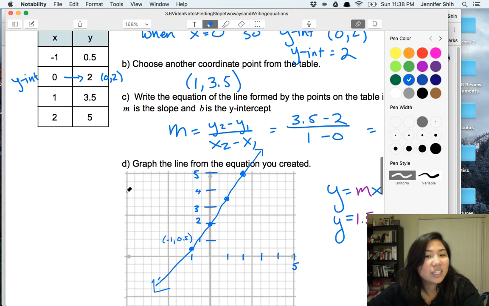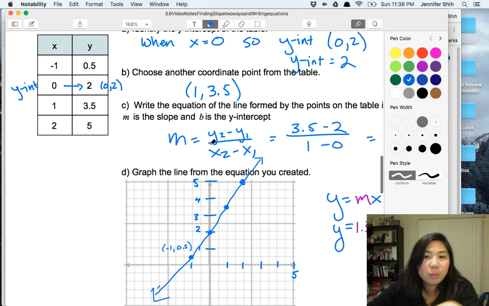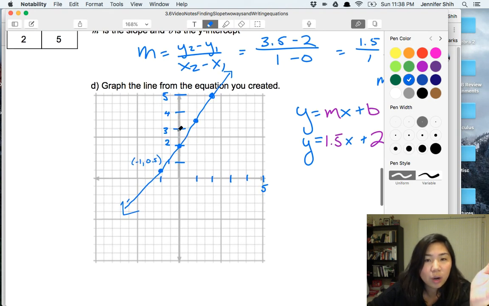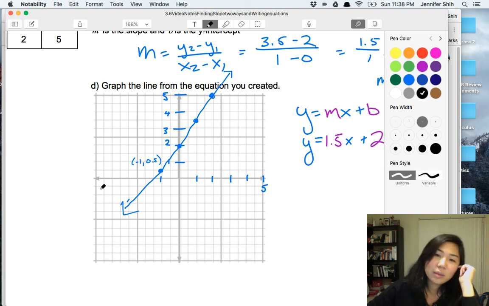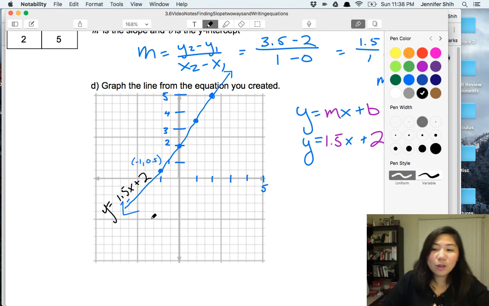Now, all I did to graph this was graph the points. But if you actually count the rise over the run, you should get 1.5 up and 1 over, 1.5 up and 1 over for every point on the line. So what I like to do is sometimes write y is equal to 1.5x plus 2. I'll write the equation of the line right along the line as well, so I know that there's a connection.